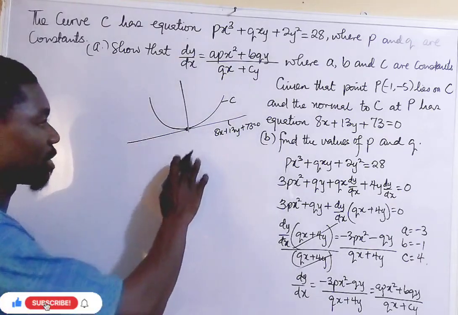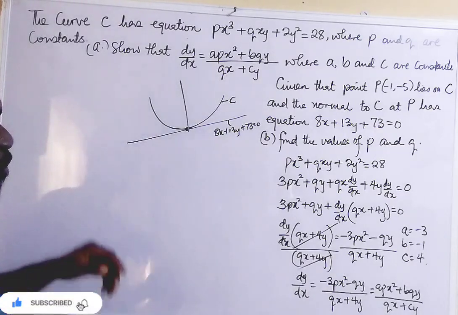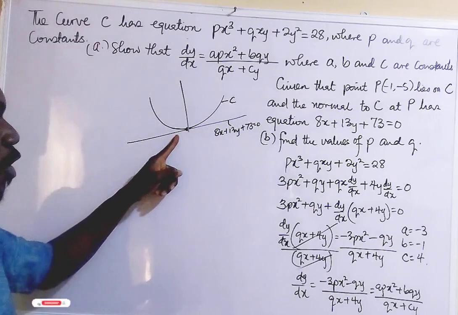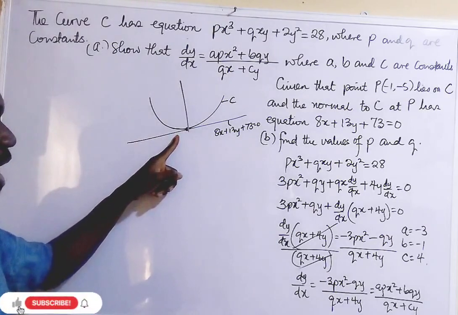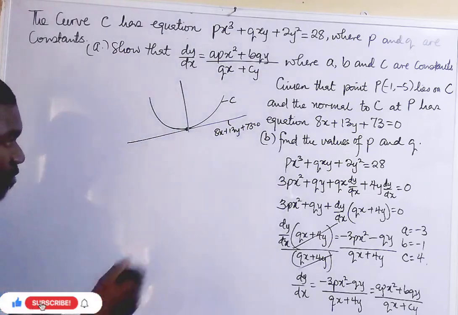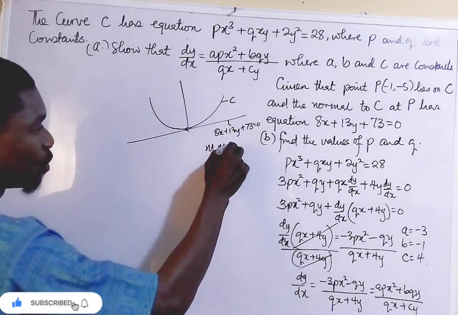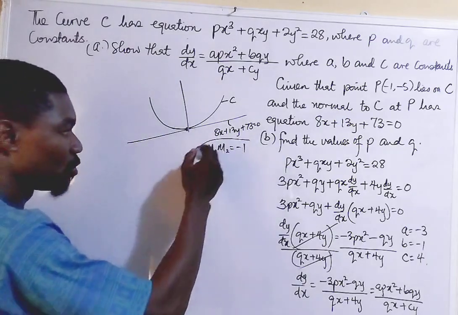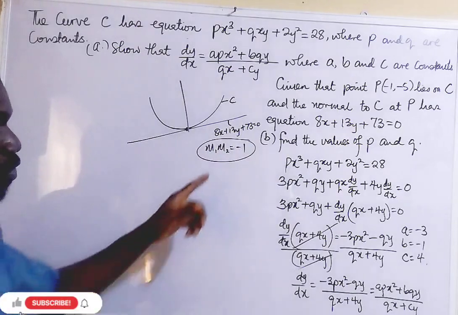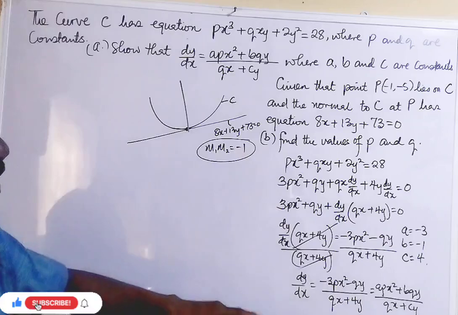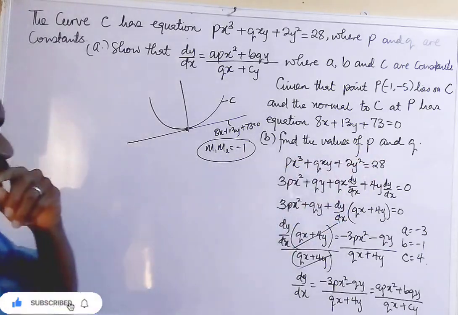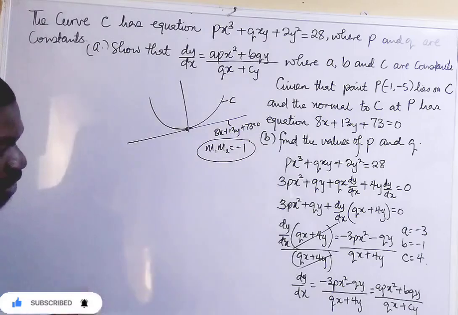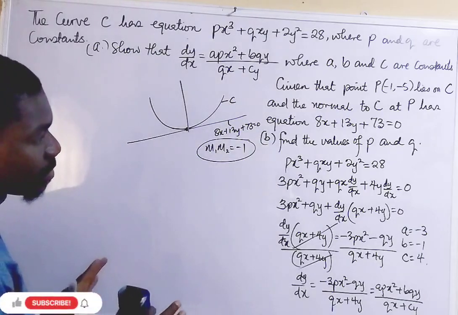making it perpendicular. The main goal now is to find the slope of the curve, and also the slope of this straight line. Take note, since they are perpendicular, we have that m1 m2 equals negative 1. So we need to apply this rule to find the value of p and q. Now that we understand this concept, let us solve it out.